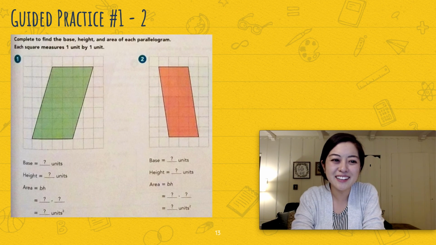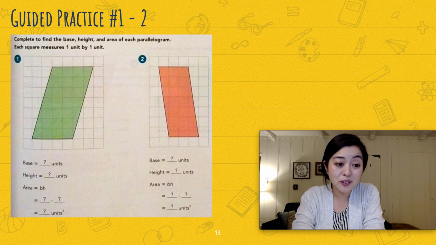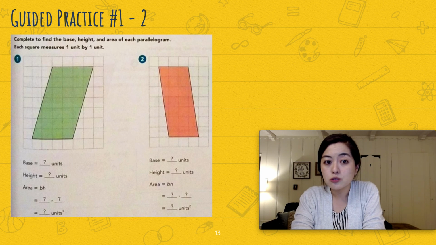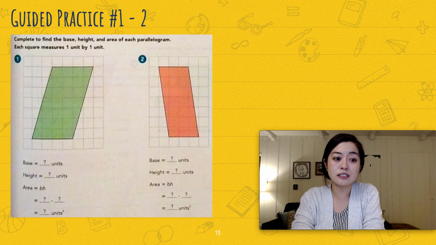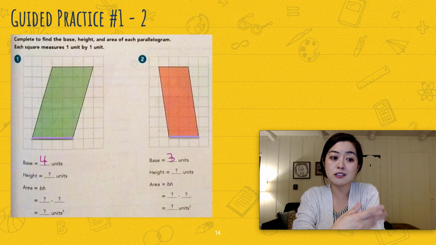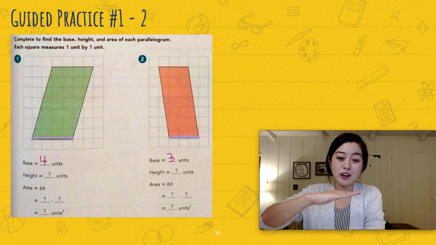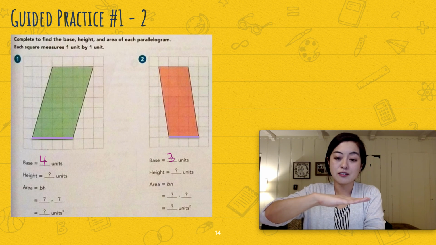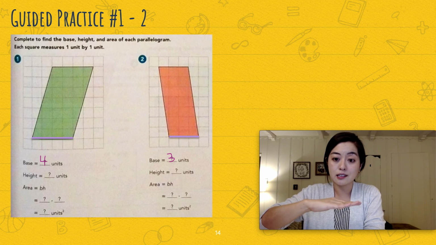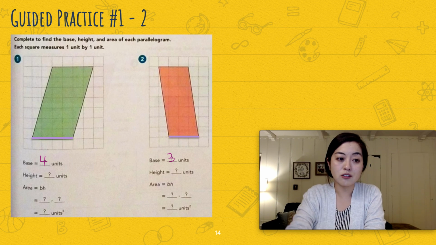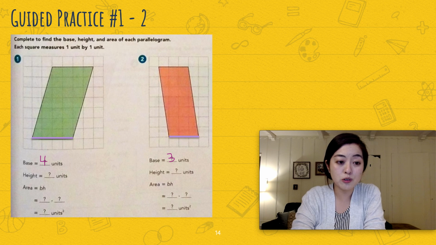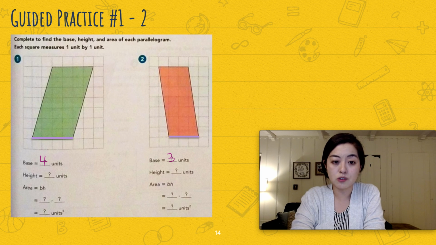Hey, welcome back. All right, so we're going to do numbers 1 and 2 at the same time. First, let's determine the base of parallelogram 1 and parallelogram 2. I'm going to determine whatever is facing the floor as the base. So I count 4 units as the base for number 1 and 3 units as the base for number 2.